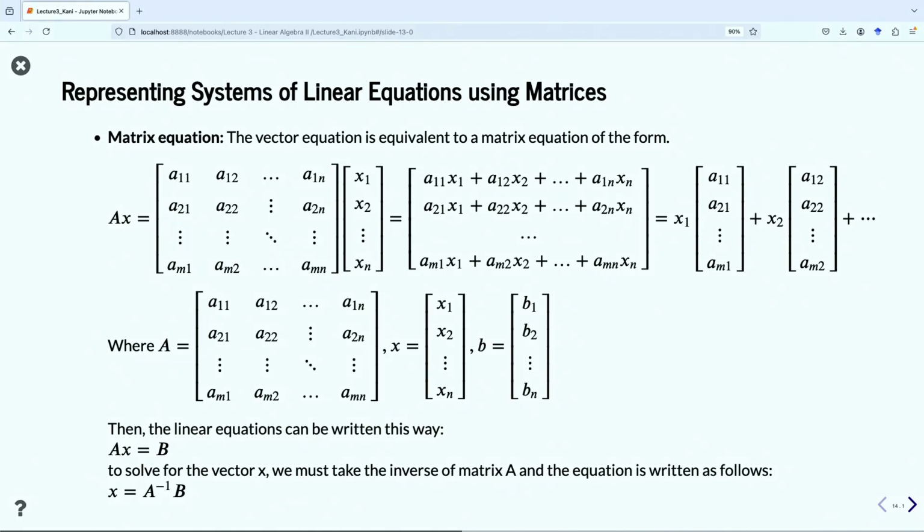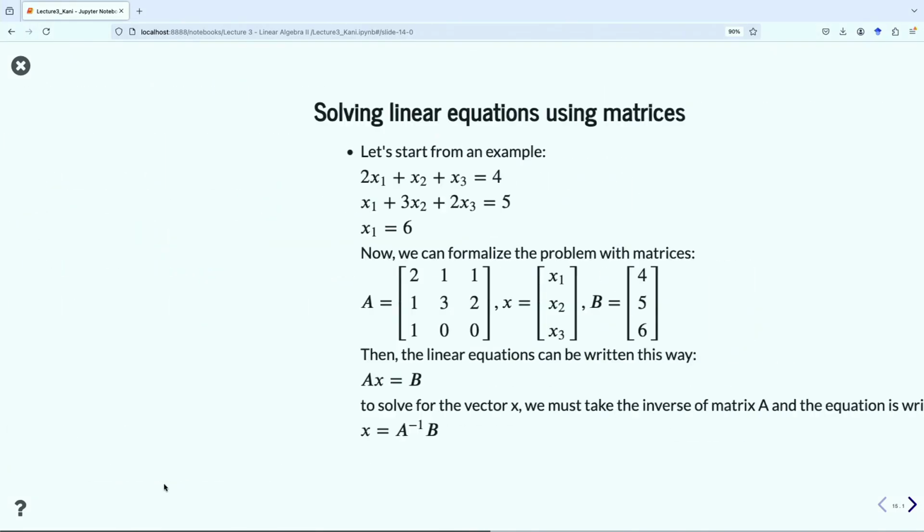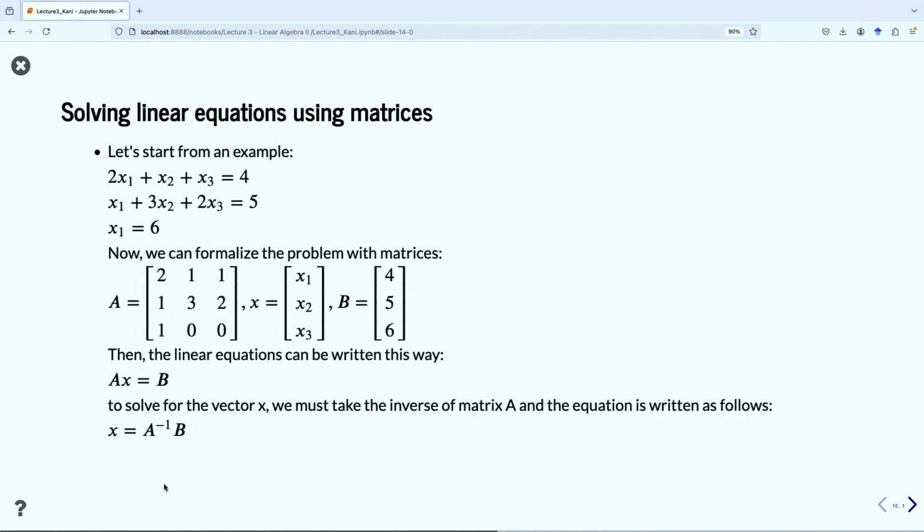Make sense? So we could do this by hand. Let's start off with an example. We have the following system of linear equations here. 2x1 plus x2 plus x3 is equal to 4. x1 plus 3x2 plus 2x3 is equal to 5, and x1 is equal to 6. This is actually kind of nice because this takes care of one of the variables right off the bat.